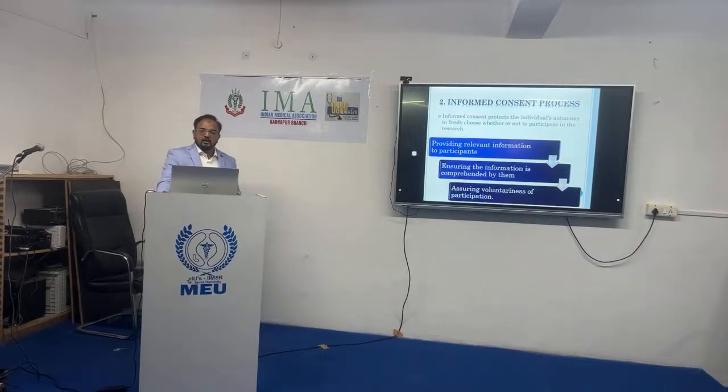informed consent process. Informed consent protects the individual's autonomy, to freely choose whether or not to participate in the research. The informed consent process involves 3 main parts. First, the researchers should provide the relevant information to the participants regarding the research. Next, the researcher ensures that the information is understood by the participant. So, the informed consent process has 2 documents: the patient information sheet and the informed consent document.